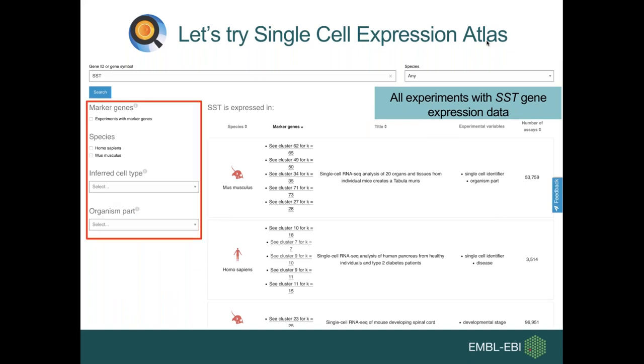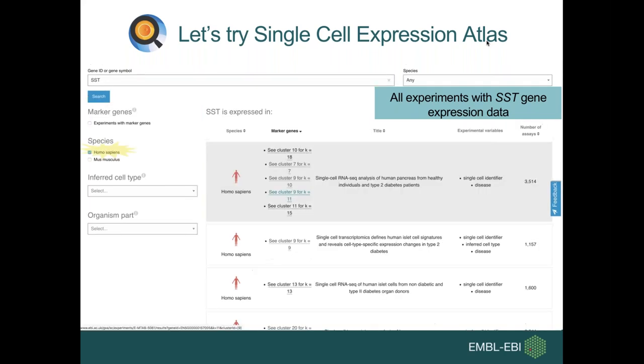Furthermore, you can refine your analysis results using the pane on the left-hand side, where you can filter the list by species, organism part, invertebrate cell type, and other categories. So in this case, over here, I have filtered our list to get human experiments only. And again, the experiments where SST is a cluster marker are shown first. So let's have a look at one of these experiments.